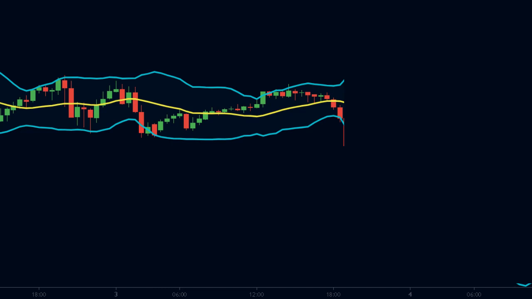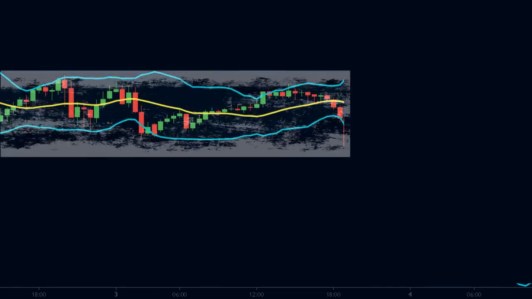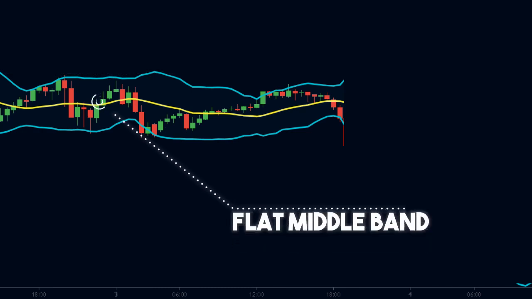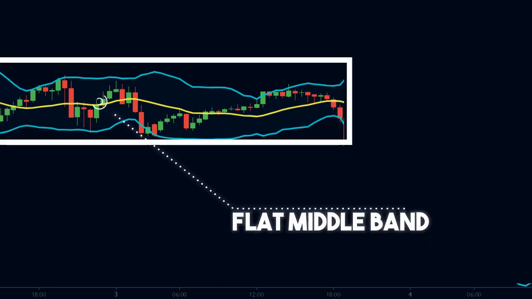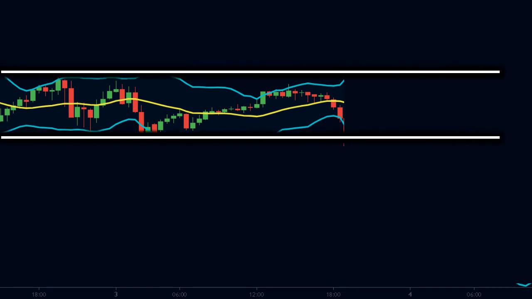Let us now look at a sell trade. Here we have the S&P 500 on the 30-minute chart. Look at this area. Here we see that the middle band is flat, and the Bollinger Bands are narrow. Hence, we have successfully identified an area of low volatility. Now we will mark horizontal levels of support and resistance.